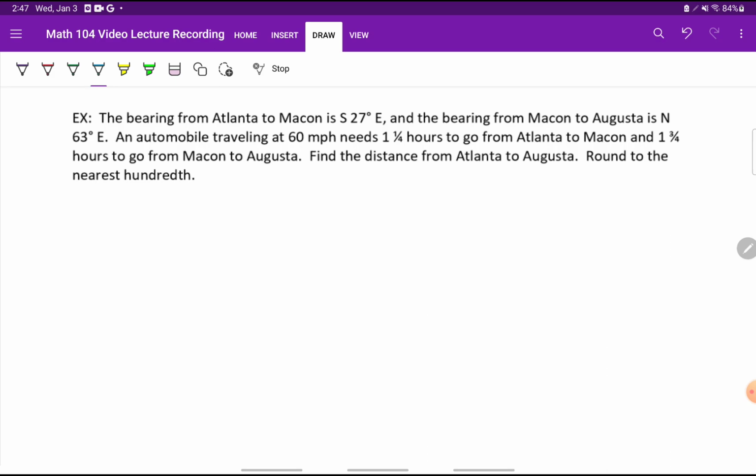As always, we want to start with a good diagram. It says that the bearing from Atlanta to Macon is south 27 degrees east. So we'll start here at Atlanta. Its bearing is south 27 degrees east. So we're going to start with a due south line and then rotate 27 degrees towards the east, which would be sweeping to the right. And that gets us to Macon.